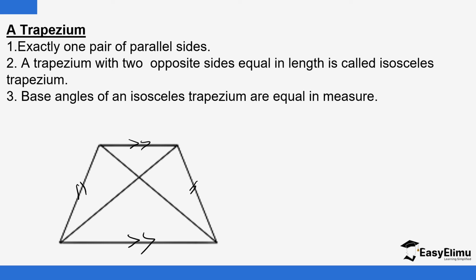So base angles of an isosceles trapezium are equal. Apart from having all the interior angles summing up to 360 degrees, you can conclude that this is equal to this, if it is an isosceles trapezium.